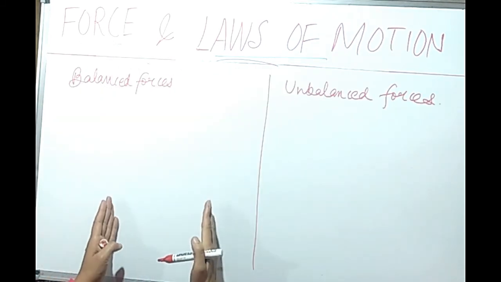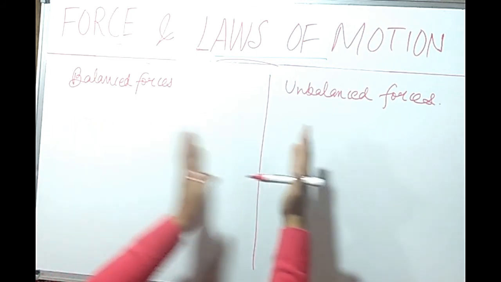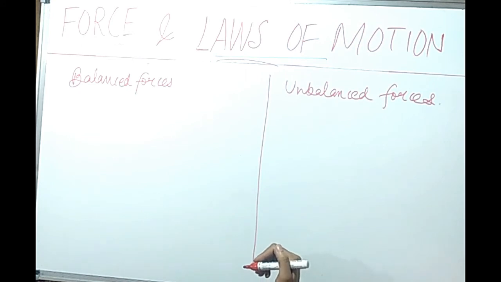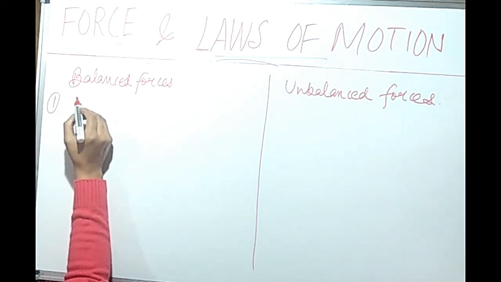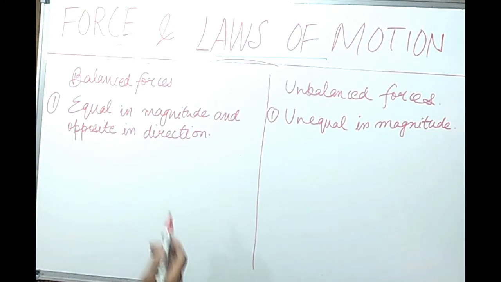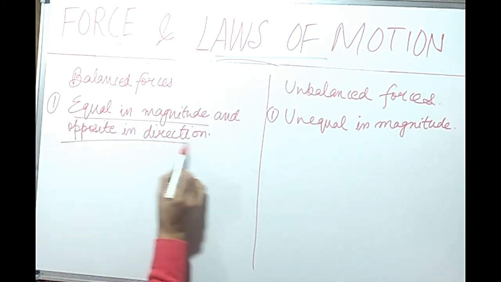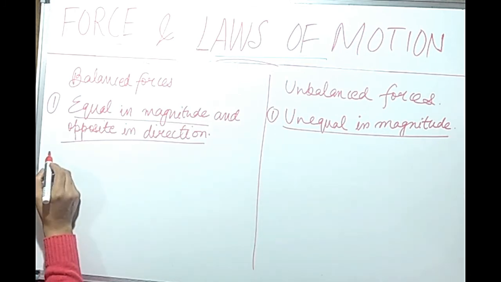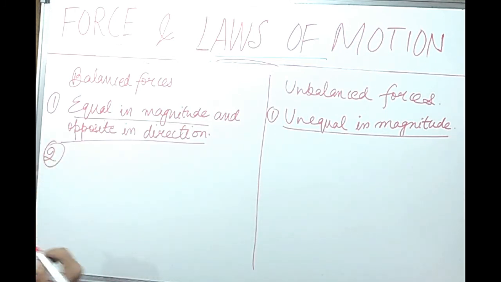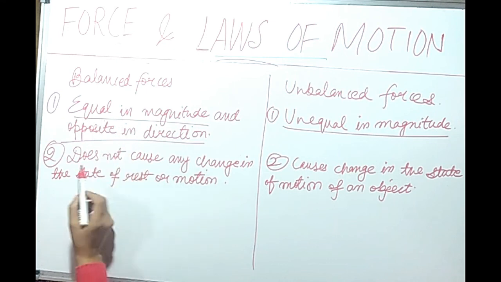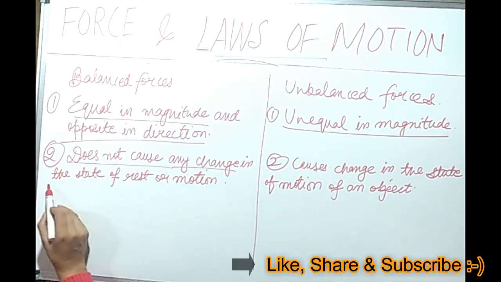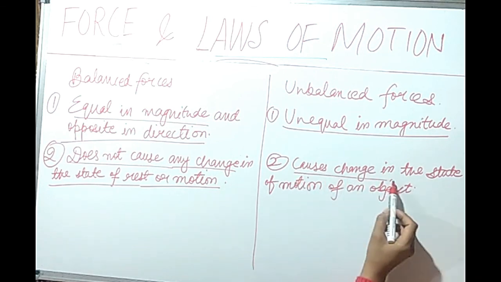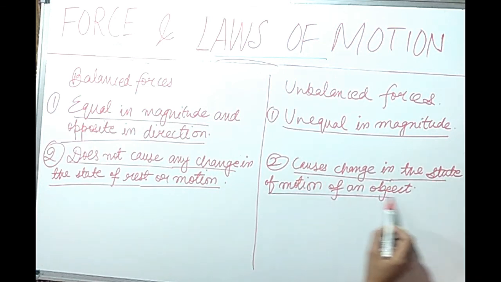Now when you have understood the concept of balanced force and unbalanced force, can you write down some points of difference between these forces? First point is: balanced force is equal in magnitude and opposite in direction. Unbalanced force is unequal in magnitude. Second point is: balanced forces do not cause any change in the state of rest or motion. Unbalanced force causes a change in the state of motion of an object.